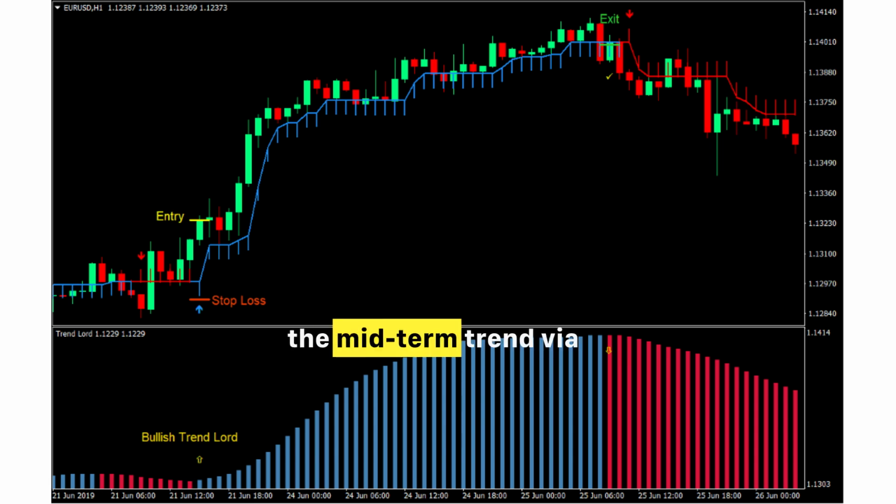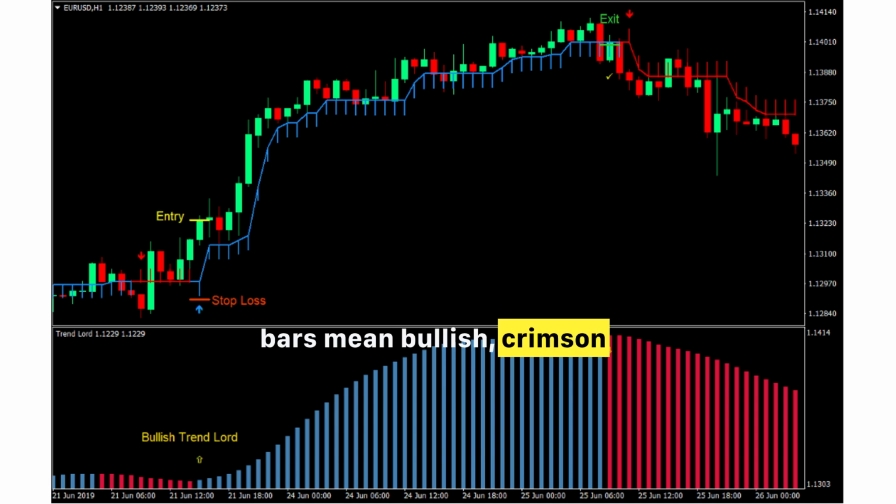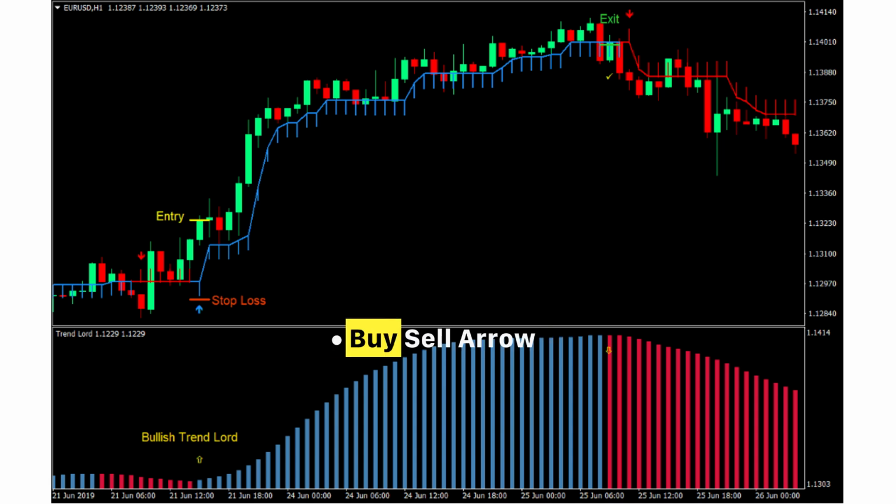Trend Lord shows the midterm trend via a histogram. Steel blue bars mean bullish, crimson means bearish. Buy-Sell Arrow Scalper draws a line that changes color. Blue equals uptrend, red equals downtrend, plus arrows when trend reversals happen.